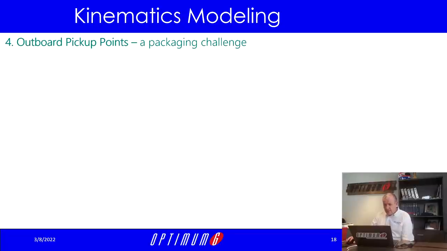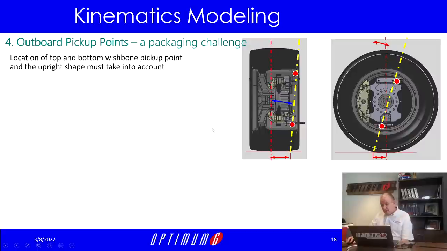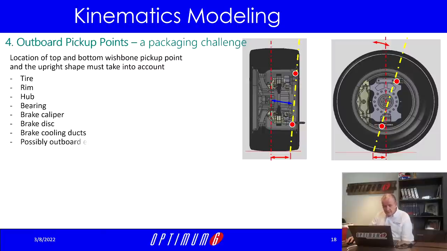Now that we have decided the kingpin axis angle, the caster trail, the trail view from the front, the scrub radius, the mechanical trail from the side, we need to decide on this axis where you're going to put the top wishbone and the bottom wishbone pickup point. So we are going to have a packaging challenge here because we have to look at the tire, the rim, the hub, the bearing around the hub, the brake caliper, the brake disc, maybe some cooling ducts. It's already pretty cramped over there. And even worse, if you have an outboard electrical motor, that's not going to make your life easy.